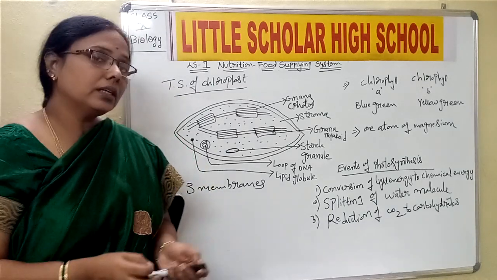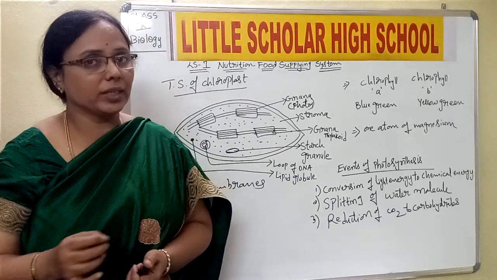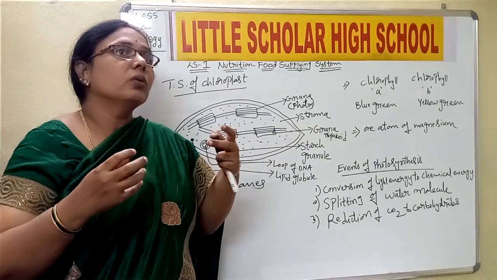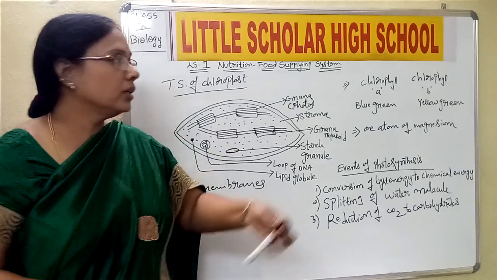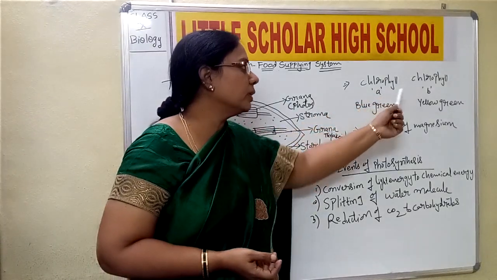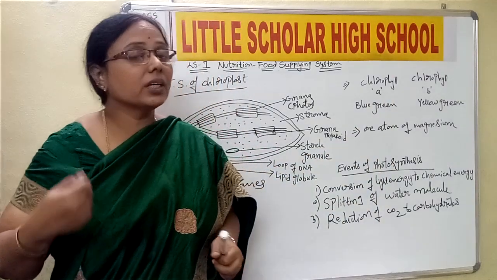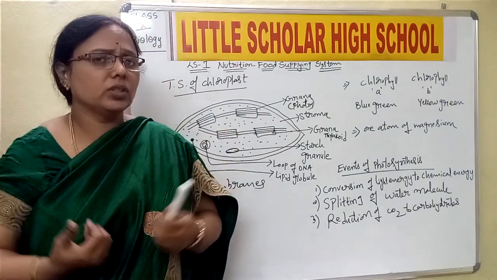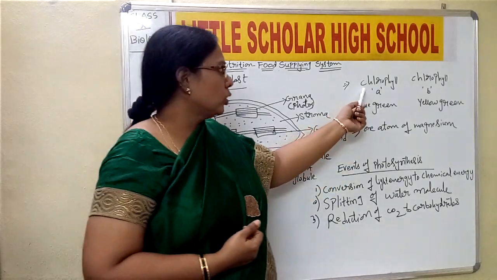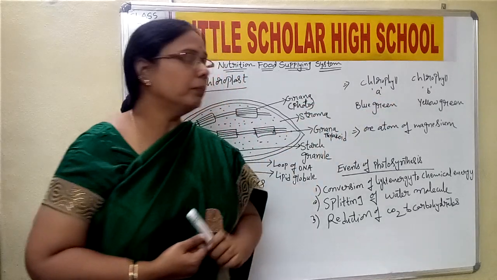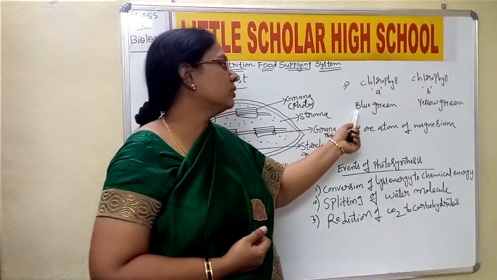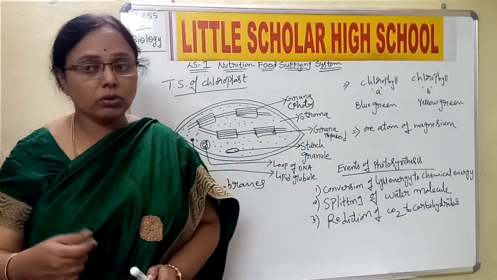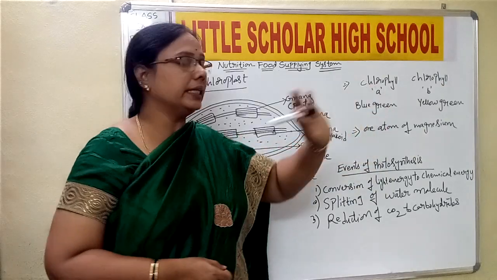Now we said that chlorophyll is the green pigment present in the chloroplast. Chlorophyll is again of two types, children: chlorophyll A and chlorophyll B. All these are necessary for photosynthesis to go on. Chlorophyll A pigment is blue green in color, and the chlorophyll B pigment is yellow green in color.